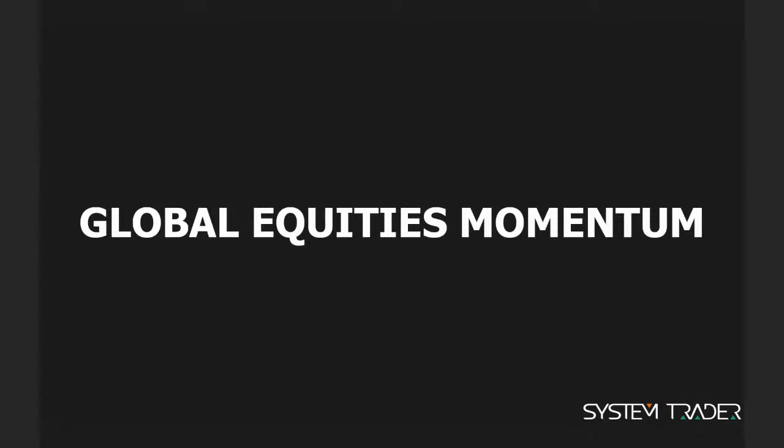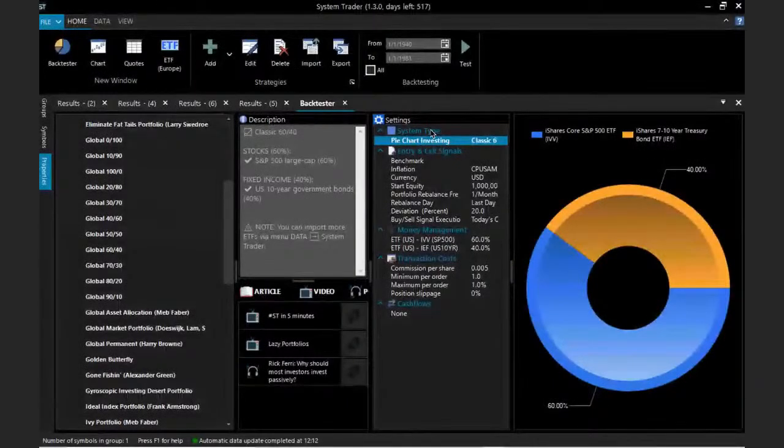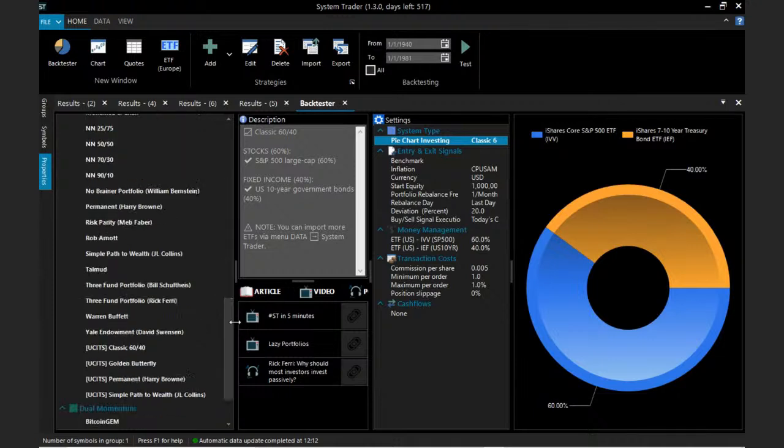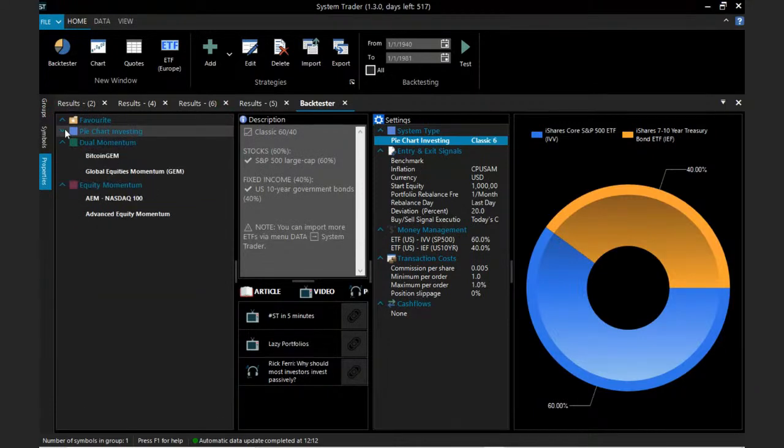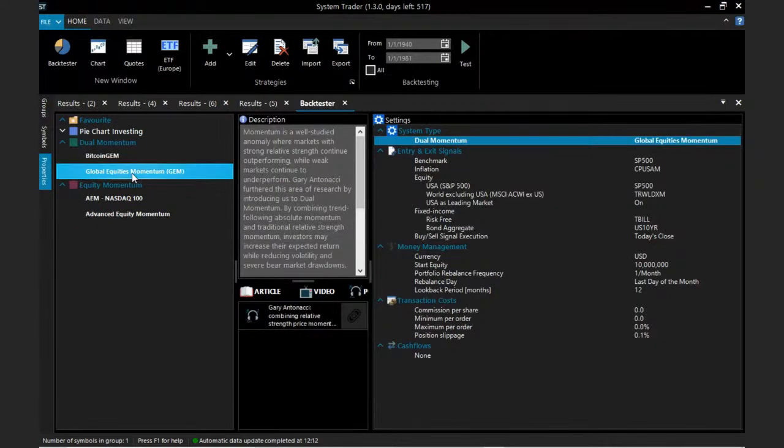So now let's talk about the active approach, global equities momentum. And to be honest, this is one of my favorite strategies. Although it's an active strategy and some people are dogmatic and say that you should stay aside and avoid any kind of active strategies because they are very dangerous, I think that particular strategy is very, very nice because it's very logical.